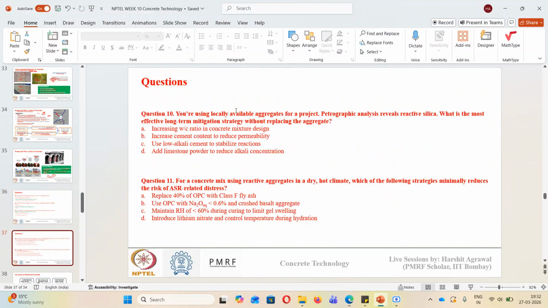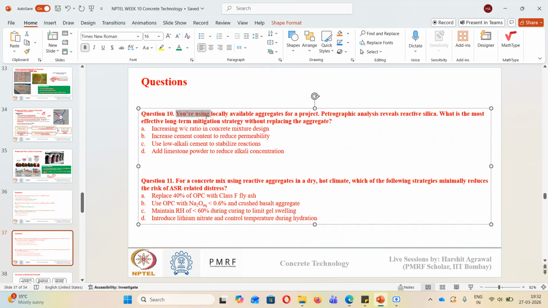Now, these two are case study questions, where something has been given to you and you need to take action. You need to form a strategy against that. Just think. Okay, so question number 10 says that you are using a locally available aggregate for a project and petrographic analysis revealed that those aggregates have reactive silica. Now, which is the most suitable long-term mitigation strategy knowing that you can't replace the aggregate?